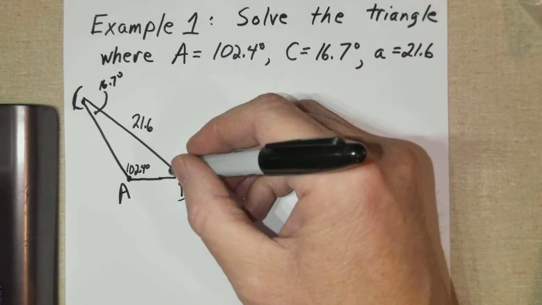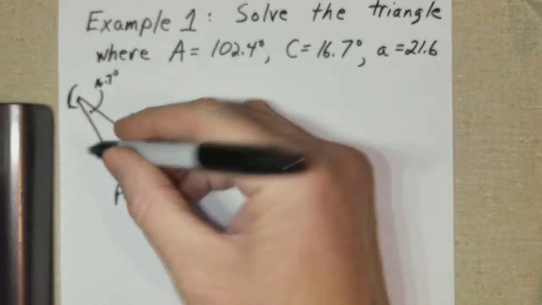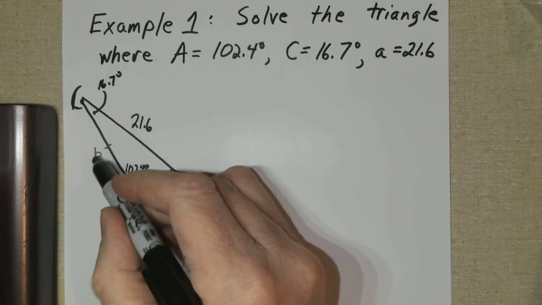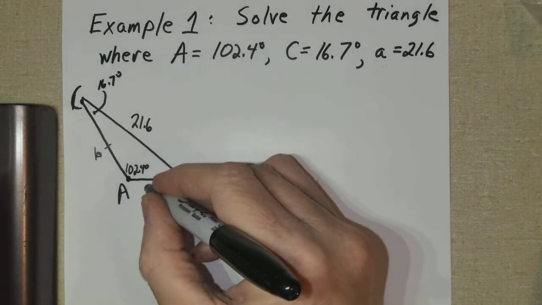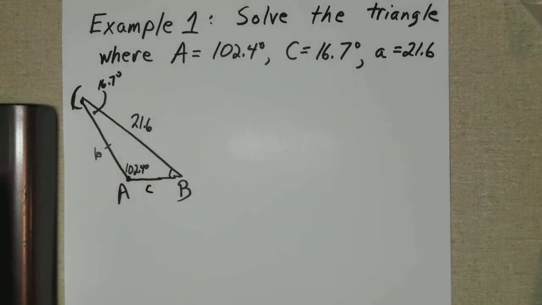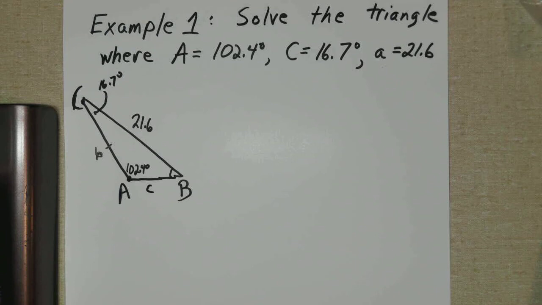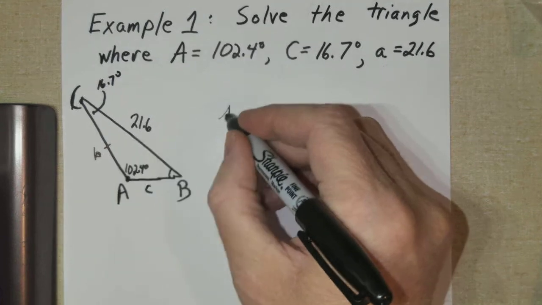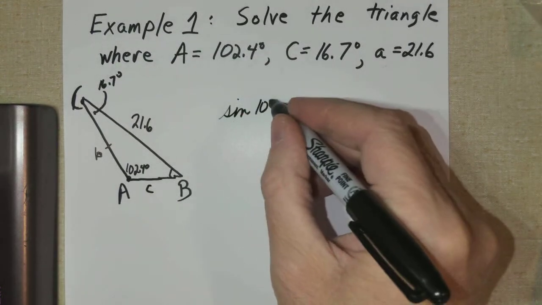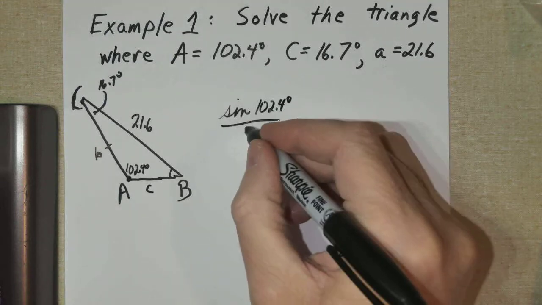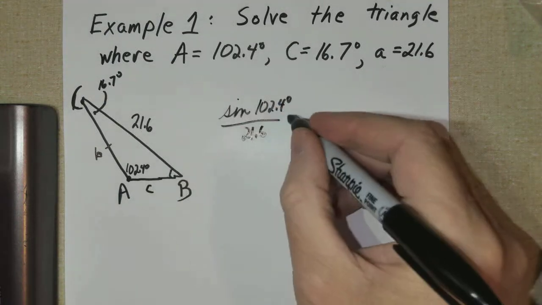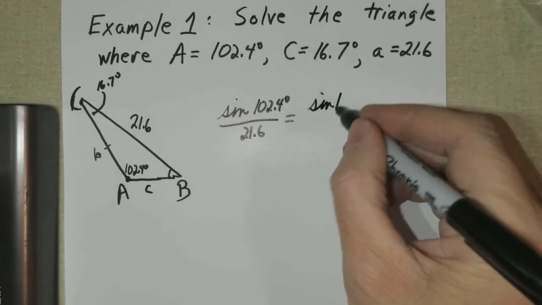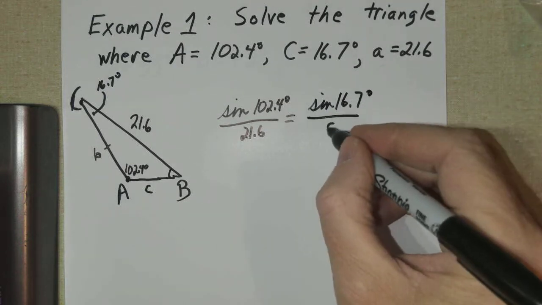What we need to find is angle B. We need to find the length of, this is opposite angle B, so this is little b here. And we need to find little c here. Okay, so that's what we're off to do. So the first thing I would do is start with the angle and opposite side that we know. That's the sine of A, which is the sine of 102.4 degrees over 21.6 equals, and since I have this angle C here, the sine of 16.7 degrees over the length of C.